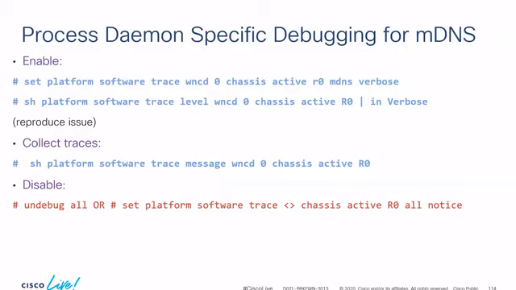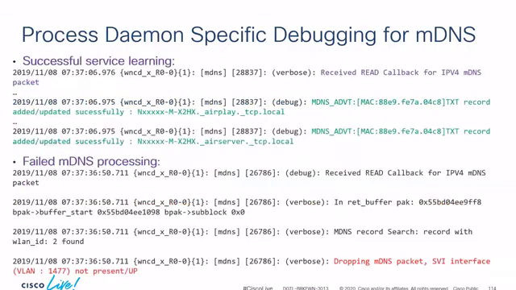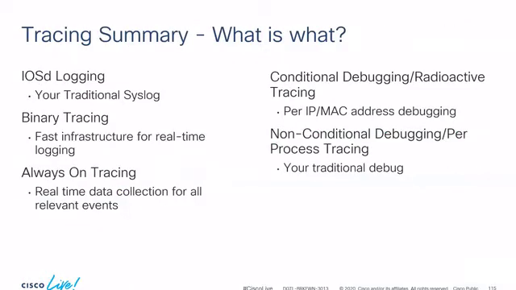So in this example, we are going to set MDNS within the WNCD to verbose level and take a quick look. So when a service learning is done, you will see a successful MDNS advertisement being listed. There's also the example where the advertisement failed, where we dropped the MDNS packet because the SPI was missing. So you will have that level of detail.